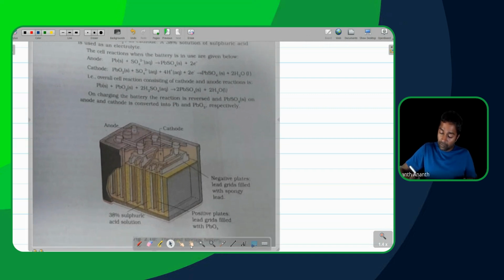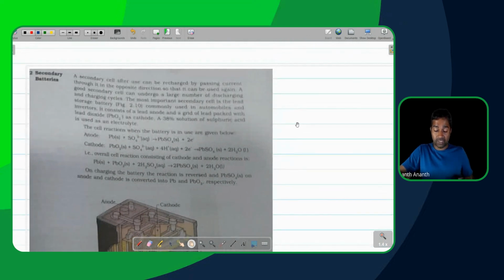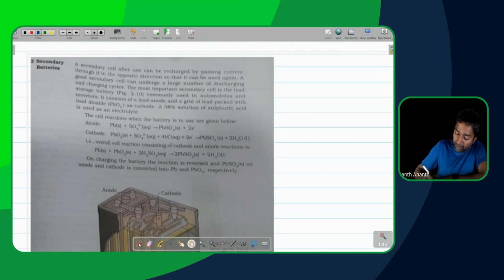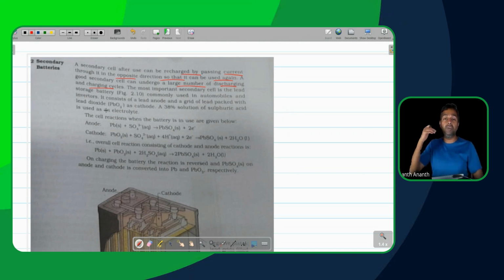So let's start off with the lead storage secondary cell over here. That's the one which we have over here. A secondary cell is something where you can recharge it after using it for some amount of time by passing current in the opposite direction. So it can be used again. A good secondary cell can undergo a large number of discharging charging cycles. Right? So effectively, a good secondary cell is something which can be used many times. So that's the purpose of a secondary cell.